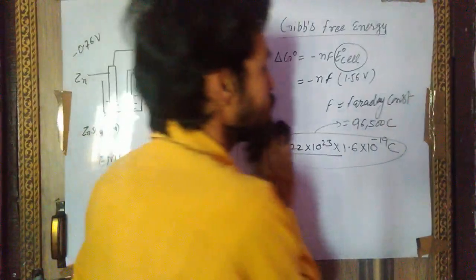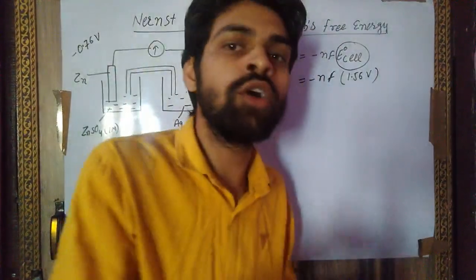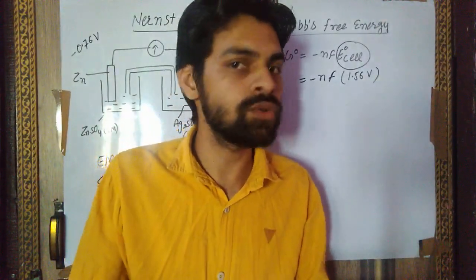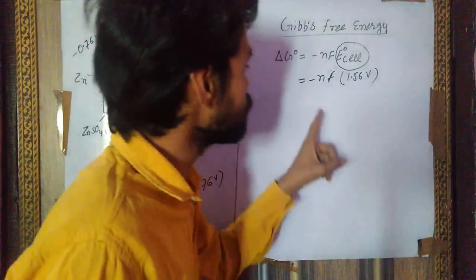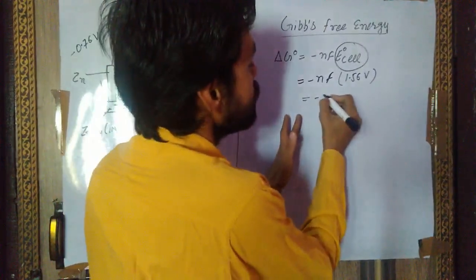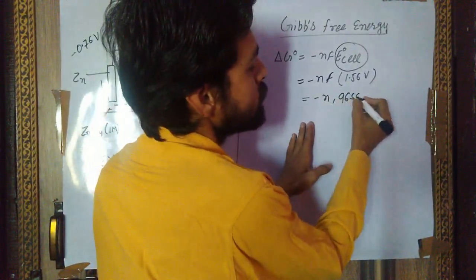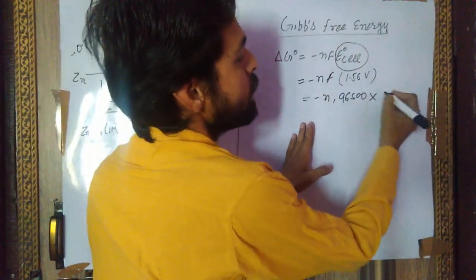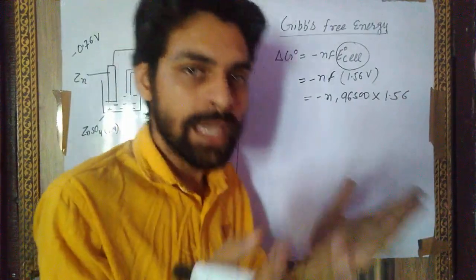And what is the definition of Faraday? It is the charge of 1 mole of electrons, and the number of electrons in 1 mole is 6.022 into 10 raised to power 23. So student, we have calculated Faraday also, that is 96,500. Okay, so now the next part is left, and the next part is what is the value of n.